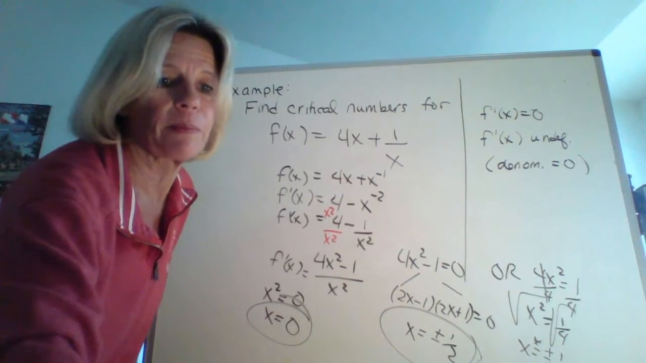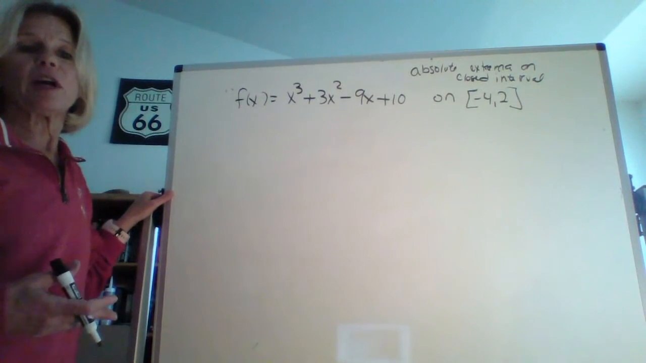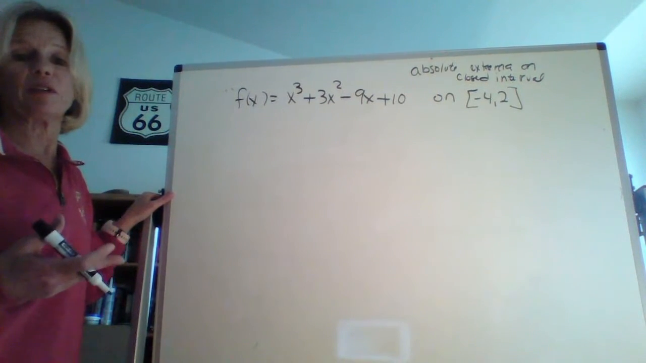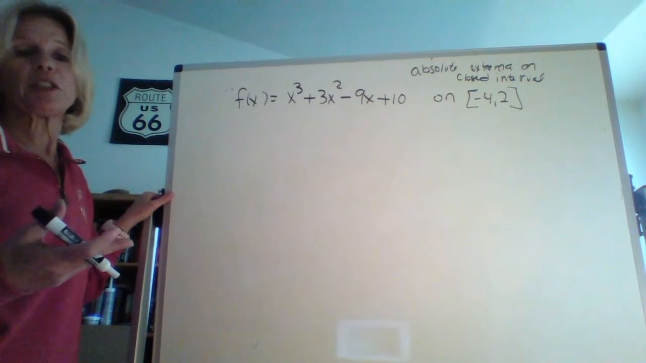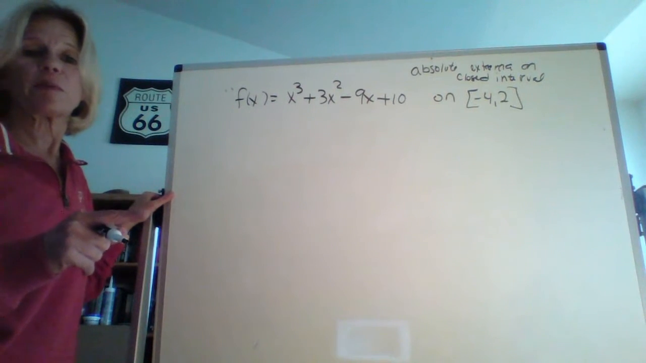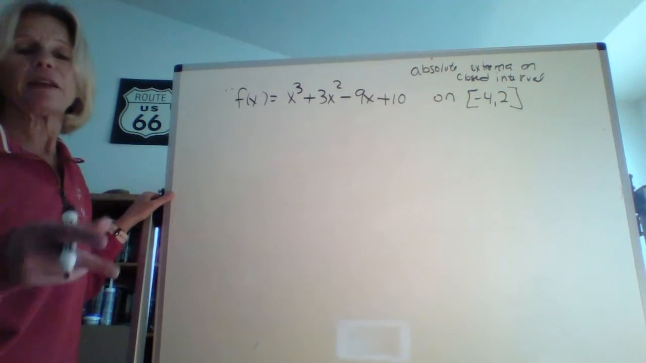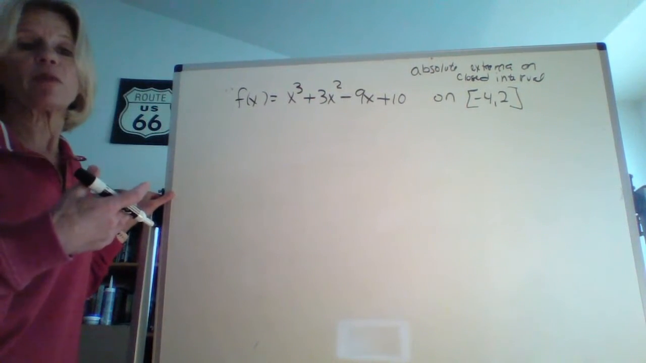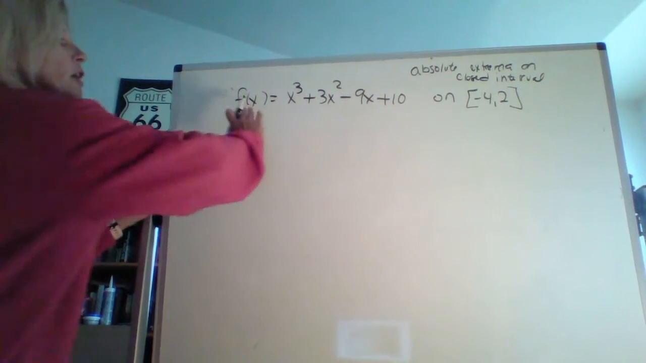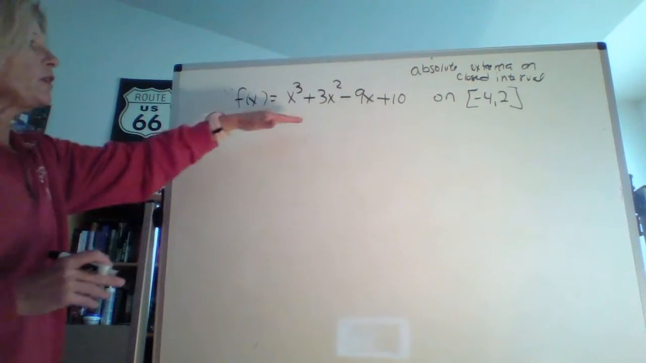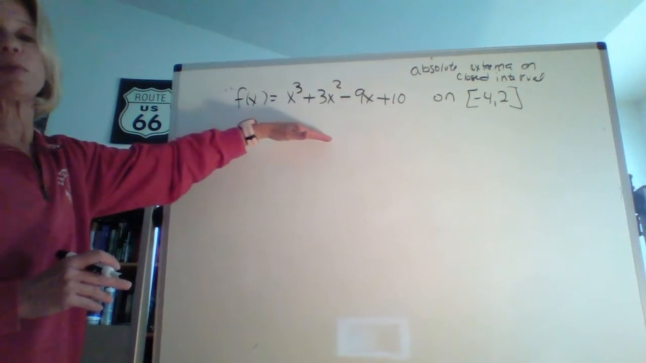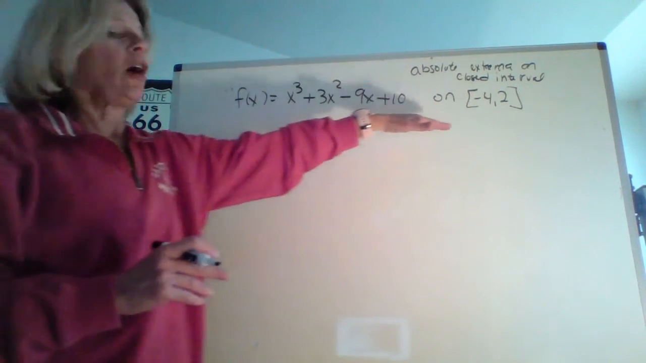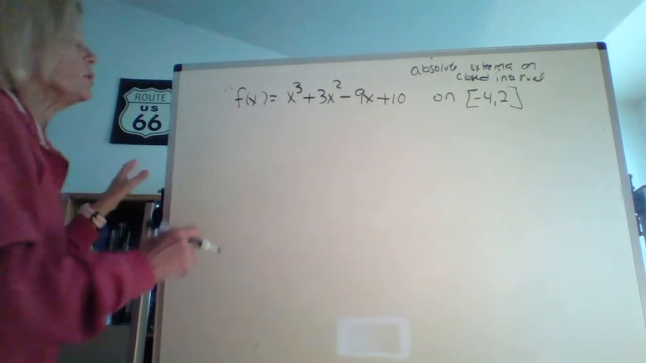From the last lecture, I know that I'm guaranteed to have absolute extrema on a closed interval. To find the potential extrema, I'm going to first look for my critical numbers, and then I'm going to check the endpoints and pick the highest and lowest number for my absolute max and min. So if I have the function f of x equals x cubed plus 3x squared minus 9x plus 10 on the interval -4 to 2.